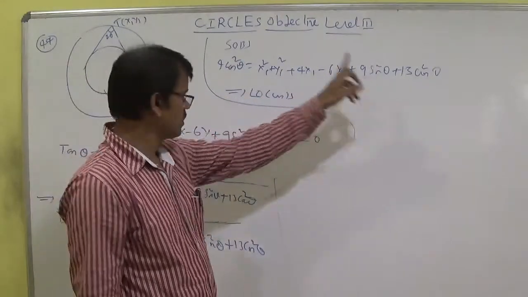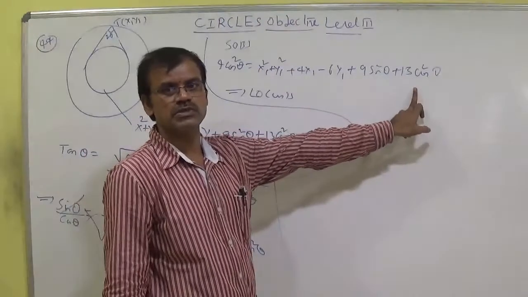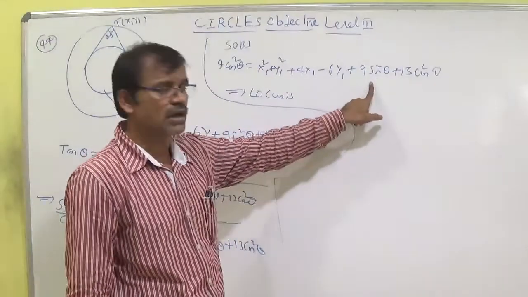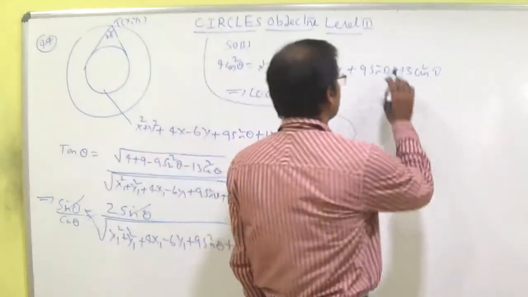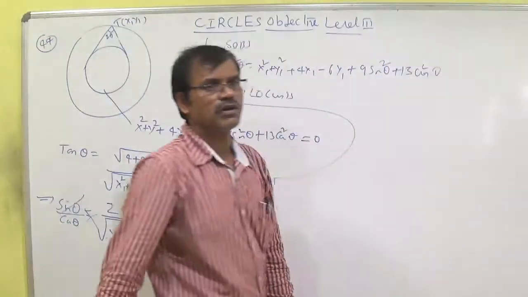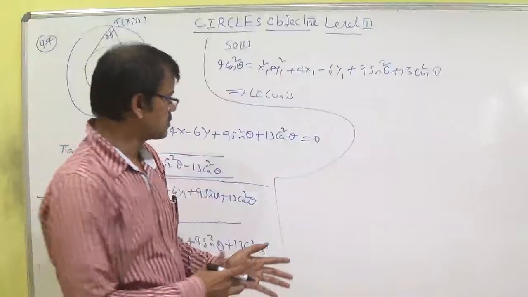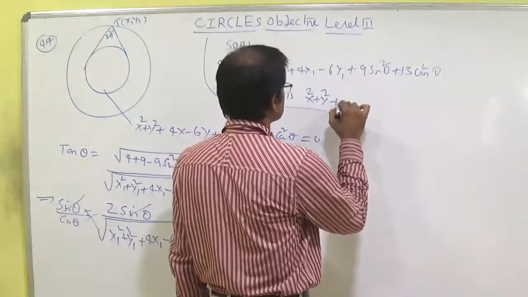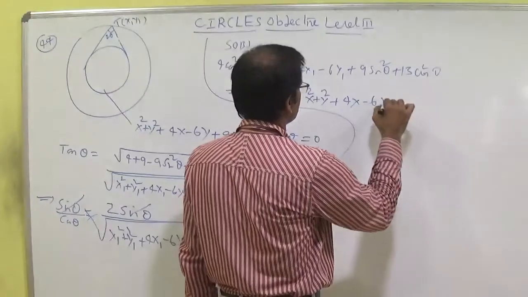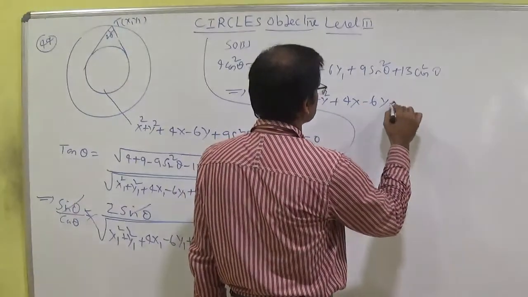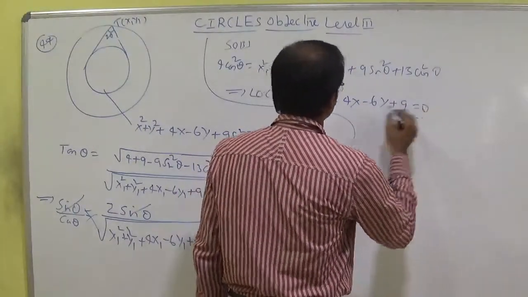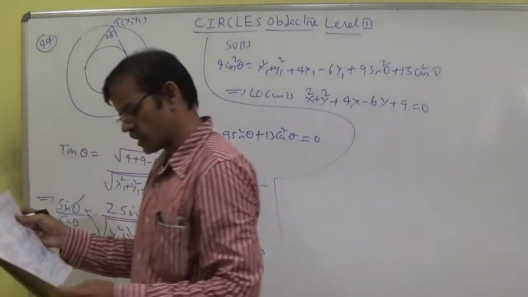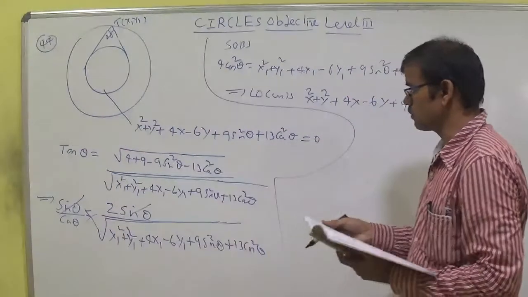9 sin square theta is there. 4 cos square theta taken this side, it becomes 13 cos square theta minus 4 cos square theta, which is 9 cos square theta, and 9 sin square theta is already there. Then whenever we take 9 common, sin square theta plus cos square theta becomes 1. So the locus is x square plus y square plus 4x minus 6y plus 9 equal to 0. Here it is, the fourth option.